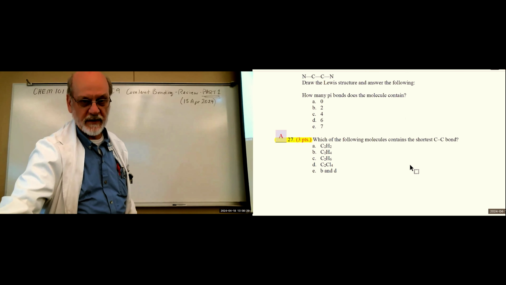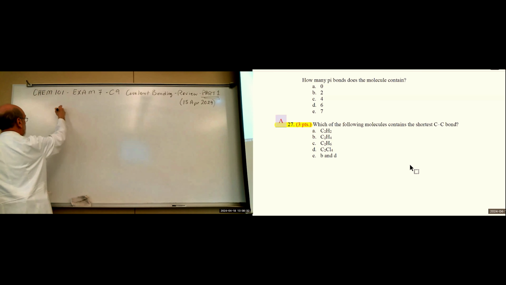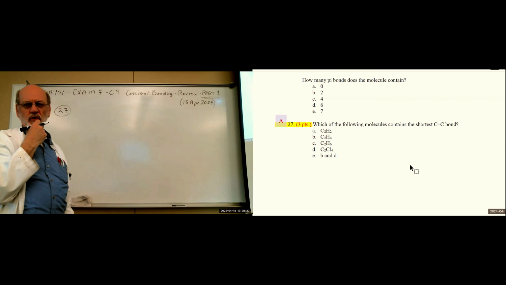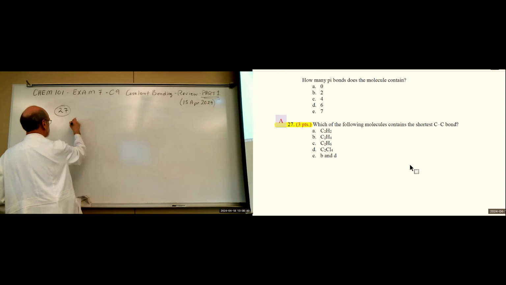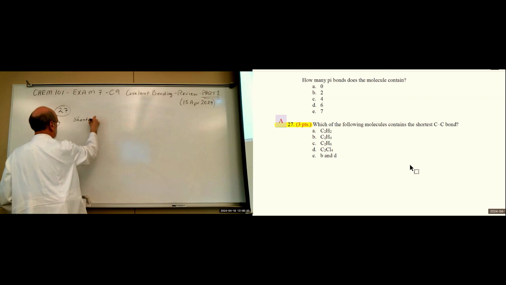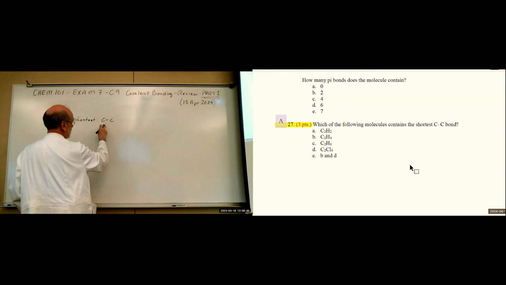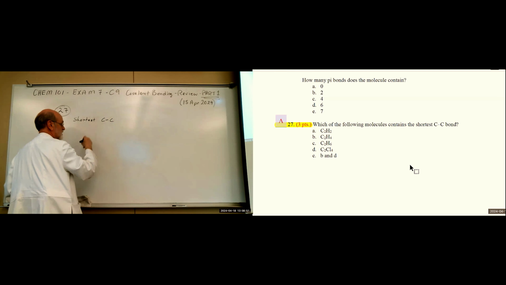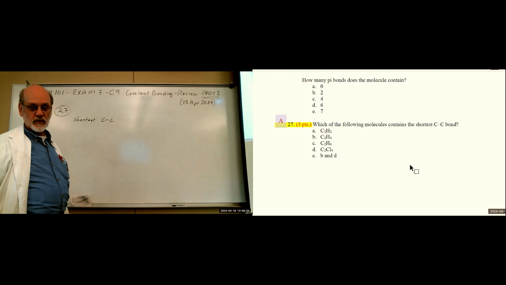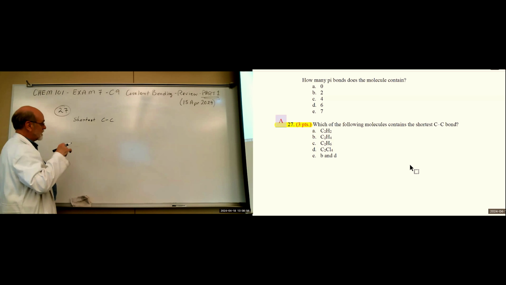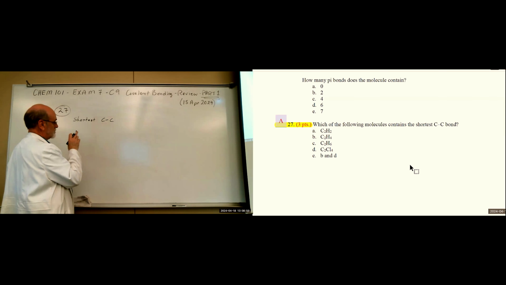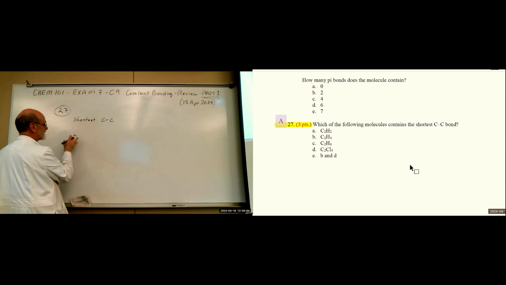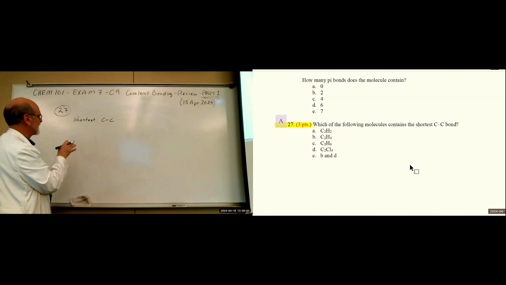That was now 27. Which of the following molecules contains the shortest carbon-carbon bond? We're looking for the shortest carbon-carbon. Now that could be one sigma, it could be a sigma and a pi, or two pi's and a sigma. So the shortest carbon-carbon bond would be the one with, if we have access to it, in other words, the bond strength, shortest bond length.